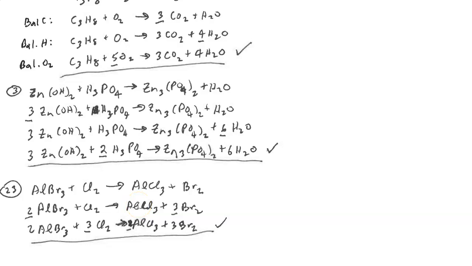Okay? All right, well, that takes care of the bromines. How many chlorines do I have over here? Well, I have 2. How many chlorines do I have over here? Well, I have 3. So we've got the same situation here. So how are we going to fix that? Well, we're going to put a 3 in front of the Cl2.